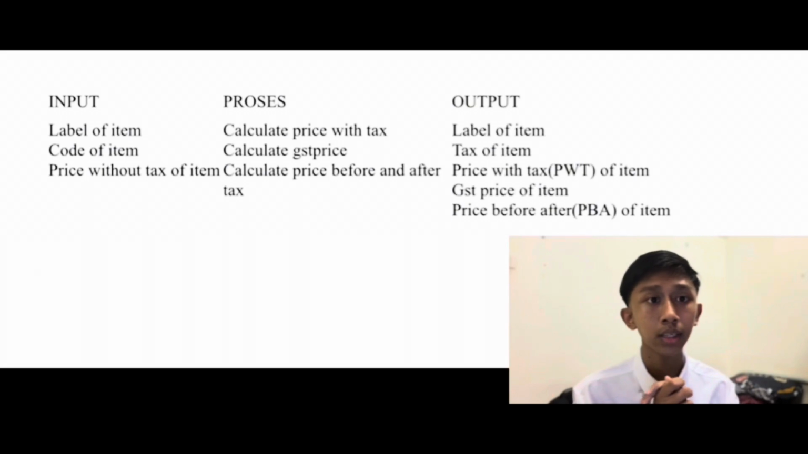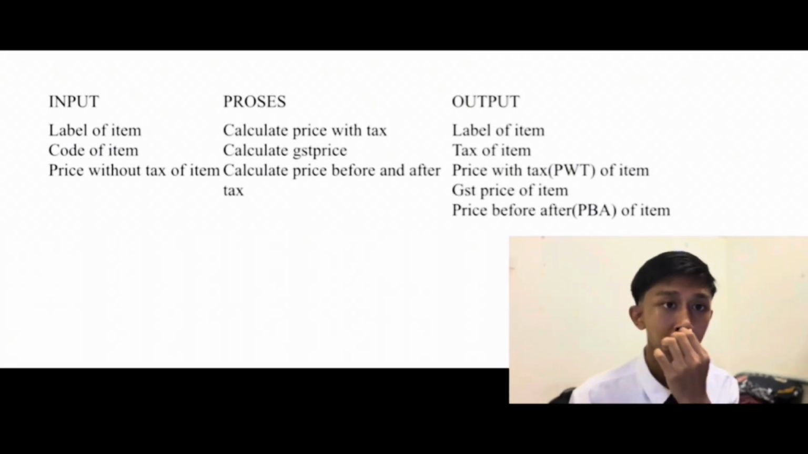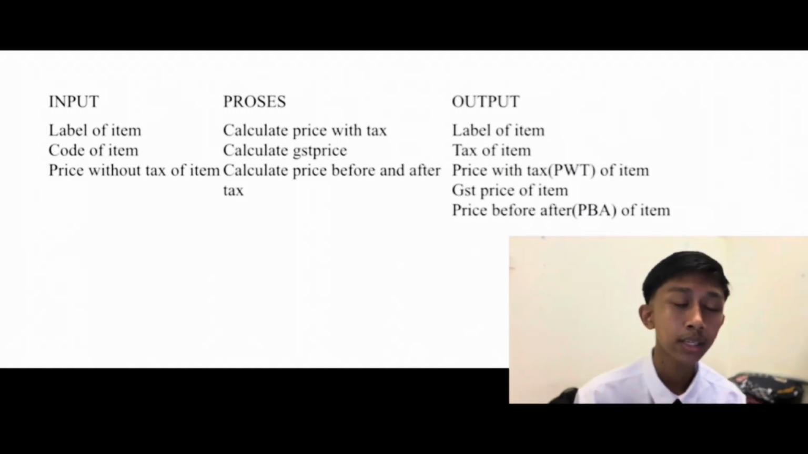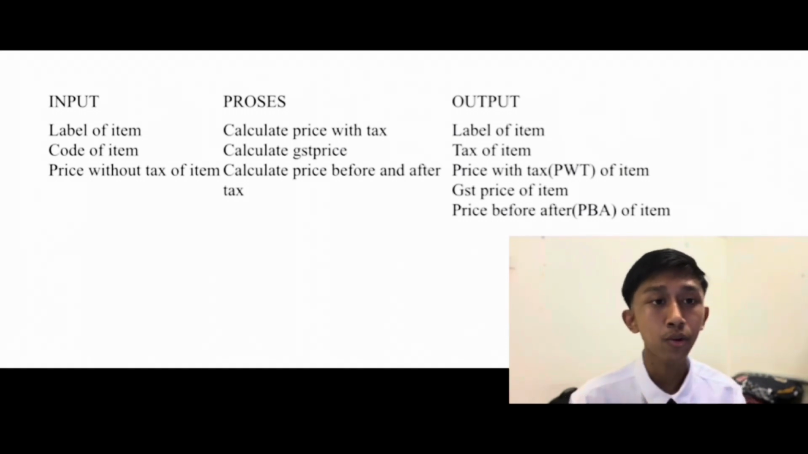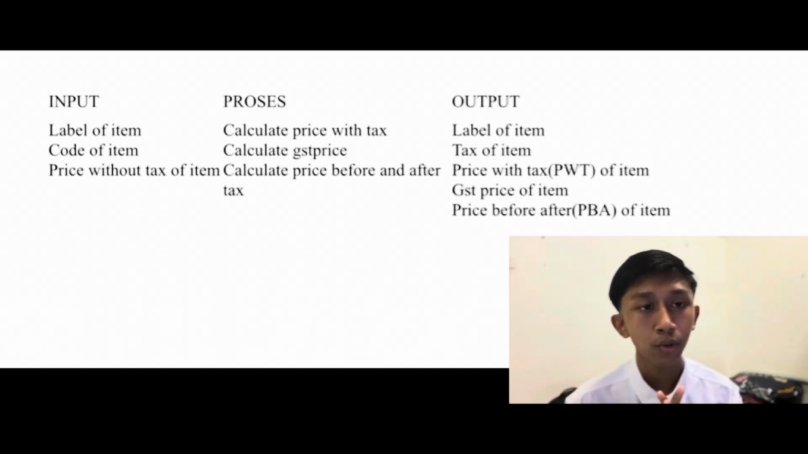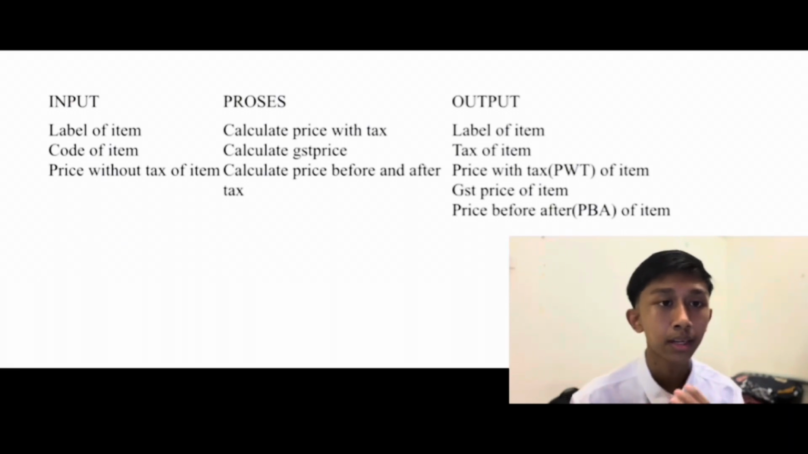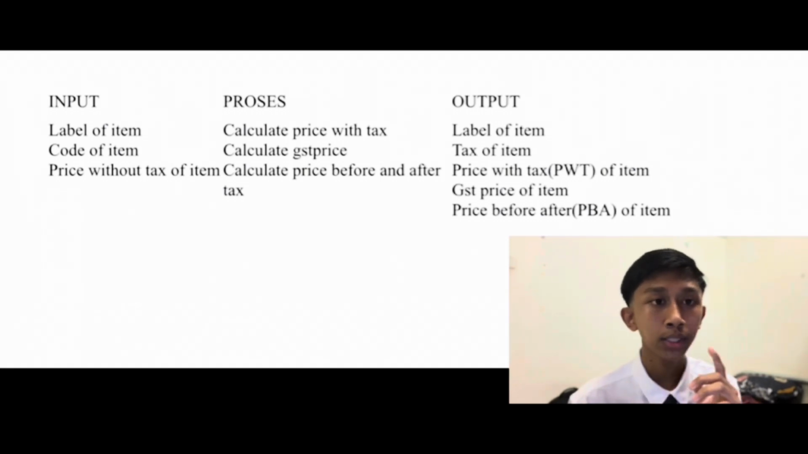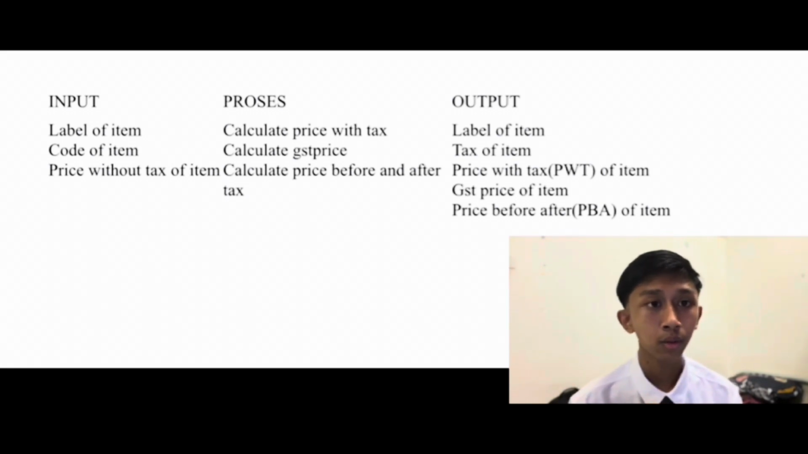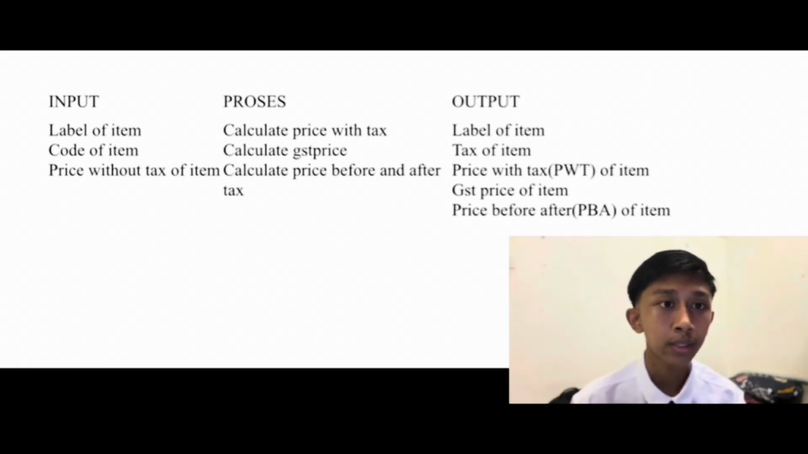For the first one, input. We must know we have 3 inputs that we have to run. The first one is to input the label of the name, so we can put a label like SPO, so we can know the name of the item. The second one is we need to input the code of the item like 1001. The code needs to be a digit number. And the third one, we need to put the price with tax of the item. So that's for input.